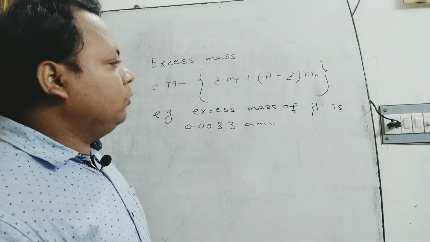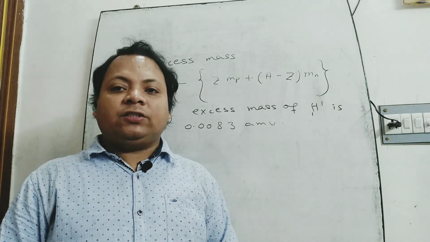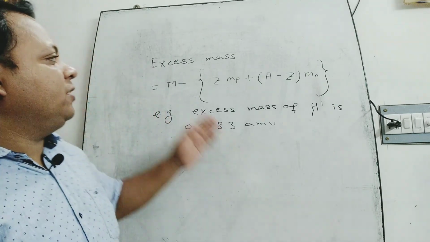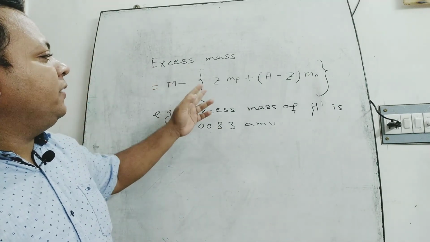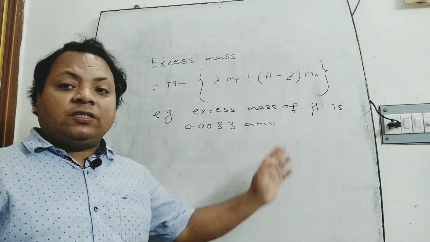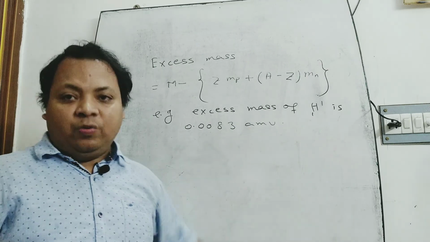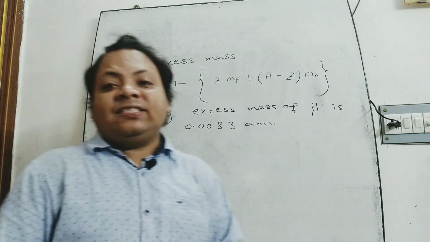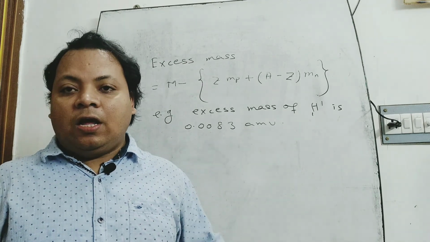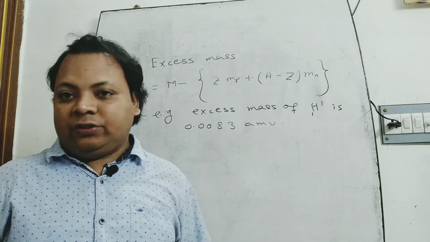Now packing fraction mass. When the actual mass is greater than the theoretical mass of the nucleus, then the difference is known as packing fraction mass. Here, the mass is equal to capital M minus ZMp plus (A minus Z) into Mn. The mass of protium is 0.0083 amu. Mainly this mass appears in the case of light atoms, and mass defect appears in the case of heavy atoms.